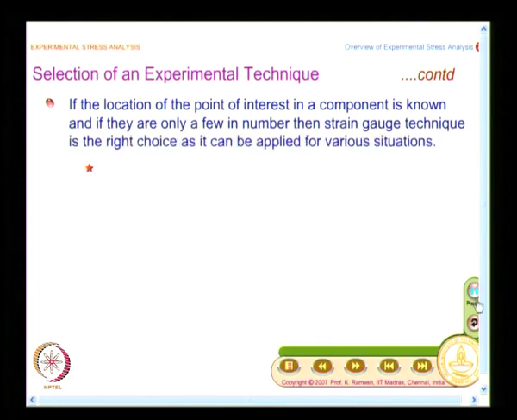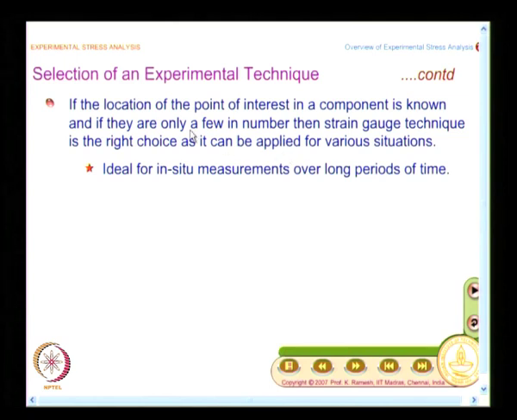Then what we looked at was, if the location of the point of interest in a component is known a priori, and if only a few in number, then the strain gauge technique is the right choice, as it can be applied to various situations. And one of the greatest advantages of the strain gauge is that it is ideal for in situ measurements, which is becoming necessary for monitoring structural health, called structural health monitoring, and you need to do that for bridges, you need to do it for dams, and several such structures are monitored over a period of time, and this comes as an ideal technique for that.